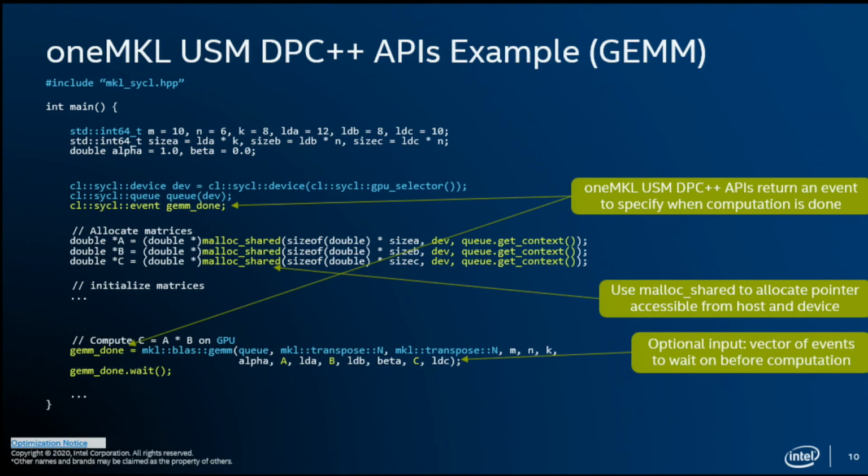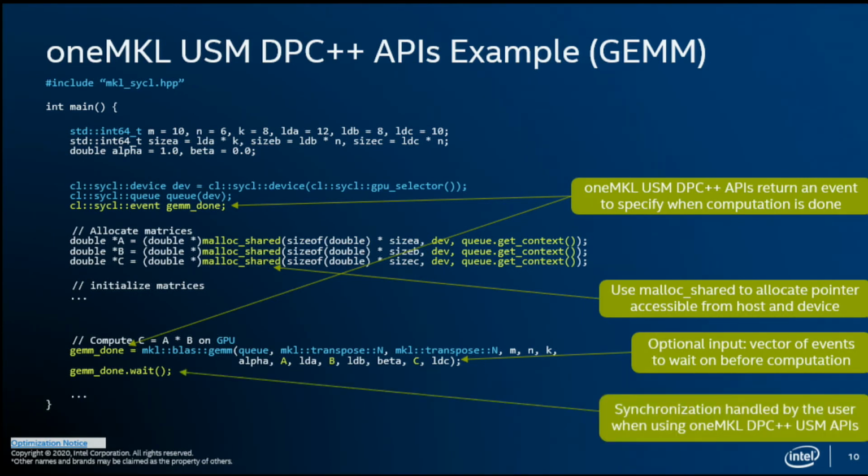So in case any of your matrices, say, are coming from previous calculations, you need to wait on those calculations to finish before you can compute the matrix multiplication. And then the synchronization is handled by the user with the unified shared memory APIs. So, for example, if you wanted to print the matrix, you can wait on the event that is passed from it, the GEMM done, until that finishes, and then you'll know the computation is finished, and you can use the output C matrix as you wish.